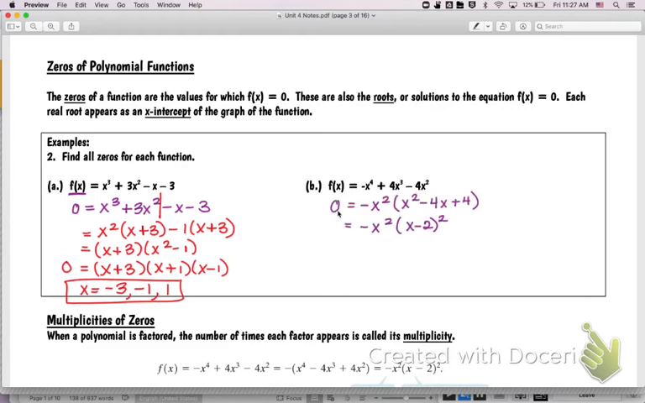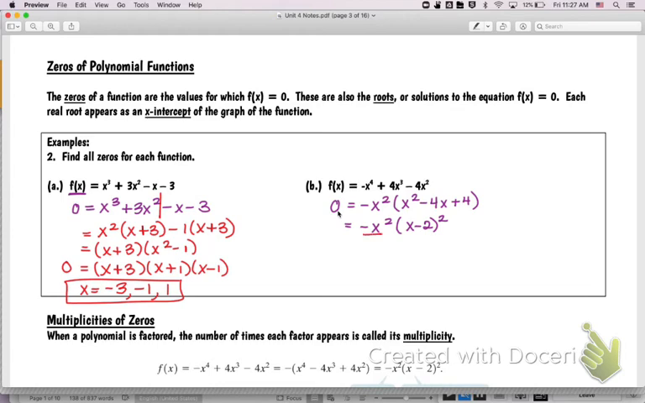So this is what you should get when you factor that out. And remember again that if you get a repeated factor, x minus 2, x minus 2, you need to write it using an exponent. That's going to be really important, and I'm about to tell you why.